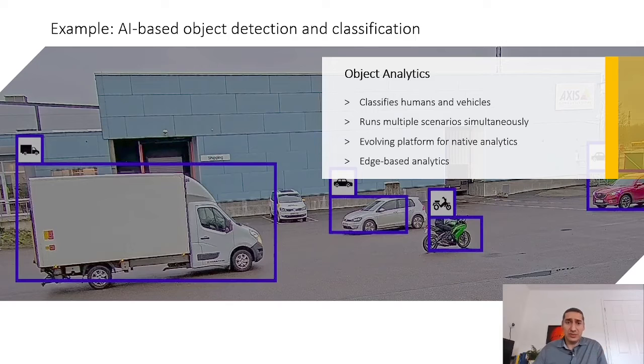One of the examples that I've been talking about, and here just to show you, is AI-based object detection and classification. So cameras now can classify objects, whether they are humans or vehicles, and if they're vehicles, is it a car, a bicycle, what? And then it can run multiple scenarios at the same time.